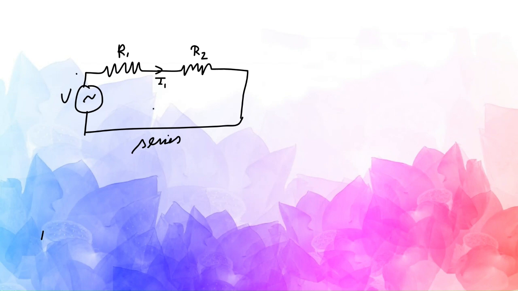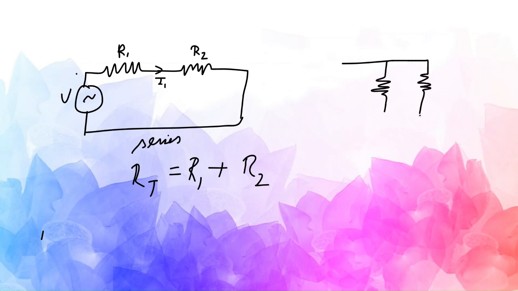Now, what is the equivalent resistance of a series circuit? R total equal to R1 plus R2. Similarly, there is another circuit called a parallel circuit. This is R1 and this is R2, let's say, and this is a voltage supply.